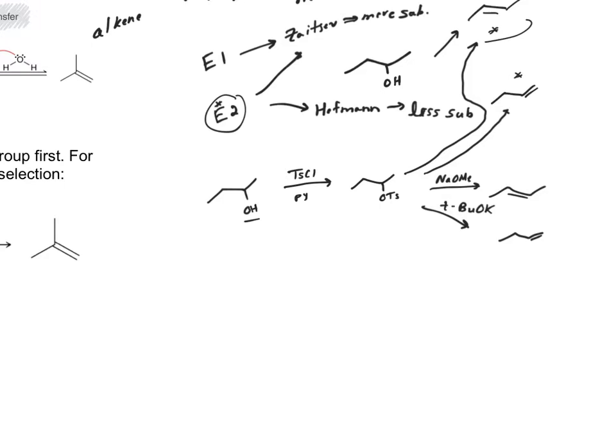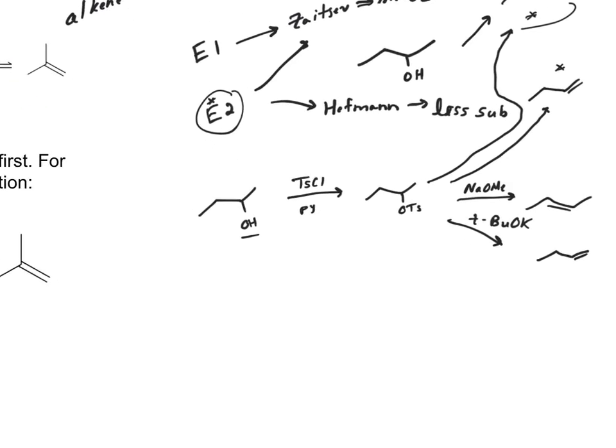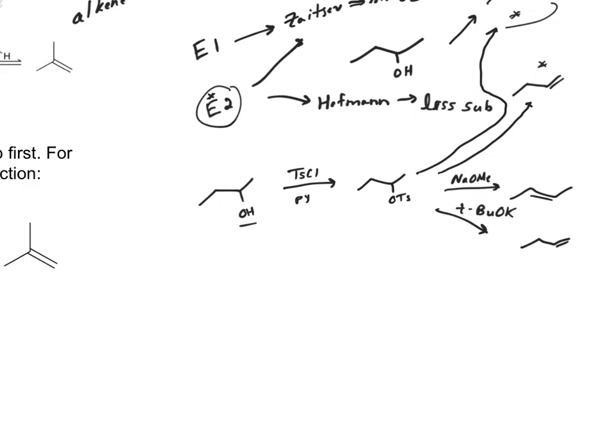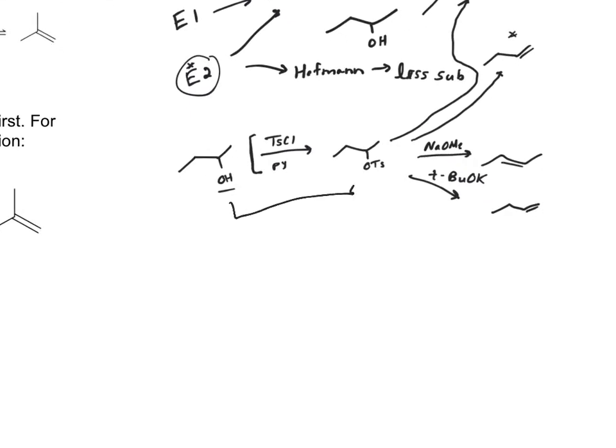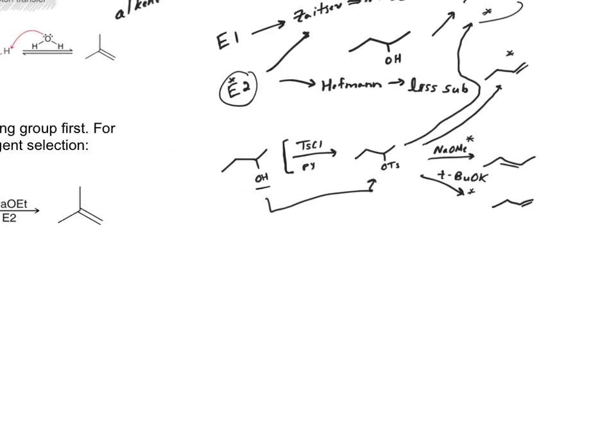If we always want the Zaitsev product, and we have a tertiary alcohol, then we can utilize the E1 mechanism. The reagents here are concentrated sulfuric acid and heat. If we need control, though, then the first step for this elimination-based mechanism has to be tosyl chloride and pyridine, to take that alcohol and turn it into a good leaving group. We can then control the product by using sodium methoxide or potassium tert-butoxide to produce either the Zaitsev or the Hofmann product.